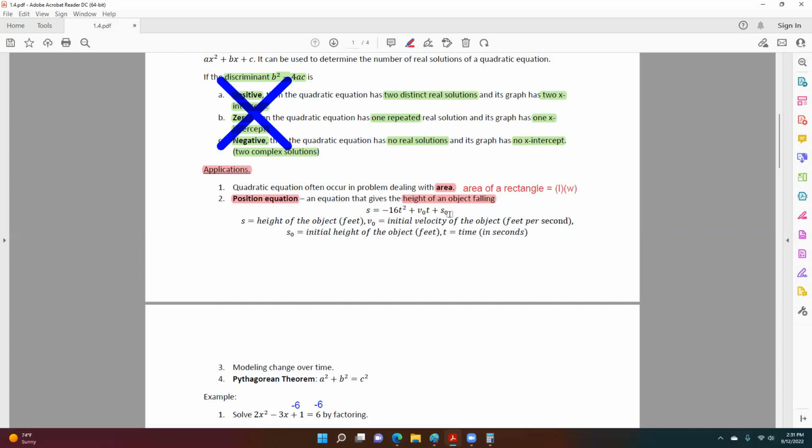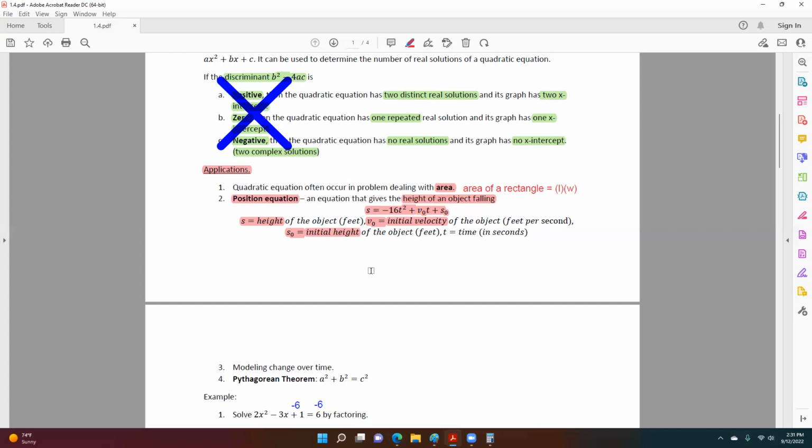So the position equation is given by this formula, where S stands for the height of the object, so how tall it is after, say, 3 seconds. V0 is the initial velocity of the object, so how fast the object travels. And S0 is the initial height. Let's say the 3rd floor is 100 feet, for example. So you're dropping from 100 feet at the 3rd floor down to the ground at 0 feet.